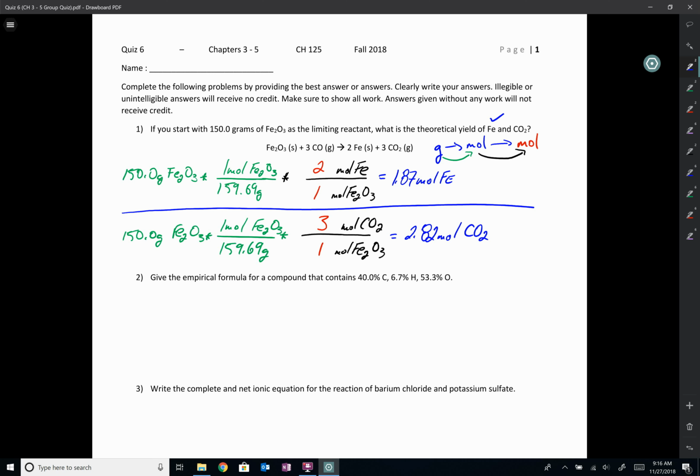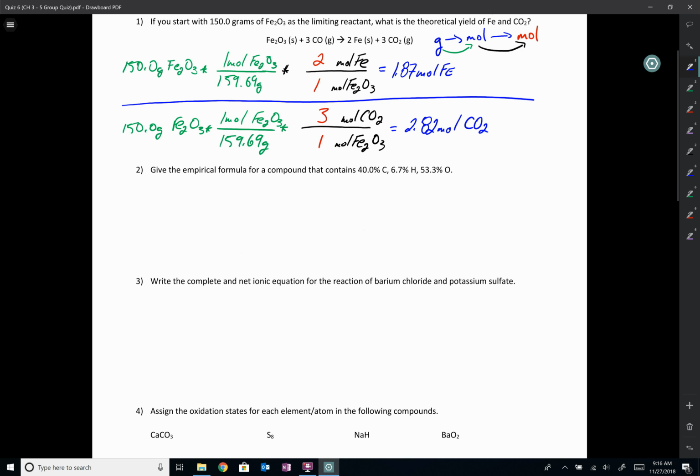Fantastic. Question 2: give the empirical formula for a compound that contains these percentages of those atoms. There's a set of steps that we follow to solve these types of percent composition problems. So these are percent composition problems.